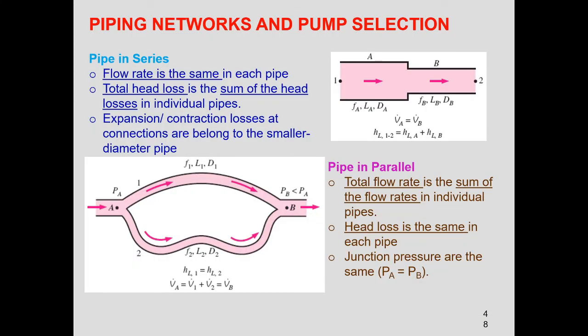Now that you already know pipes in series, you need some information about pipes in parallel. The total flow rate is the sum of the flow rates in the individual pipes. The head loss is the same in each pipe, so for this pipe and this pipe, the total head loss is the same. The junction pressures are also the same: PA and PB, we assume the pressure is the same before and after the junction.